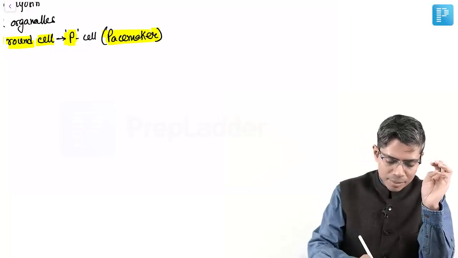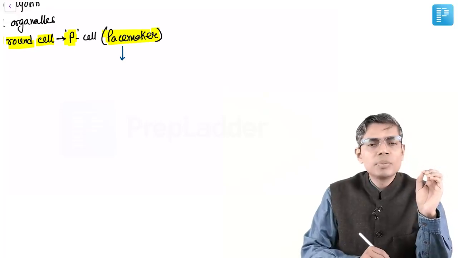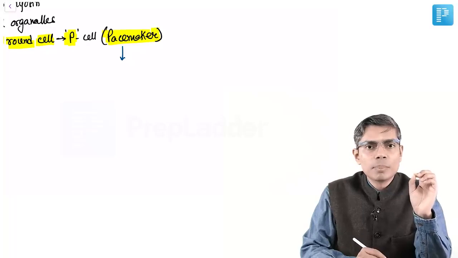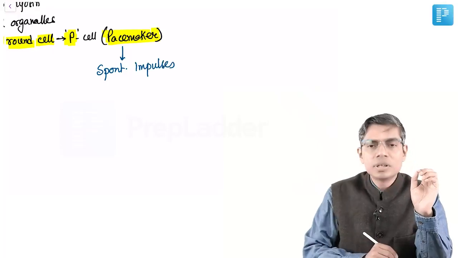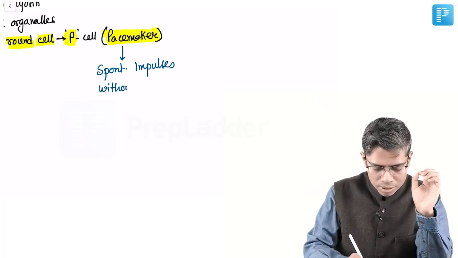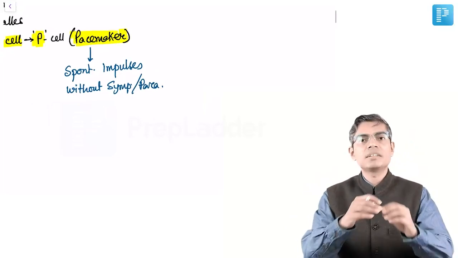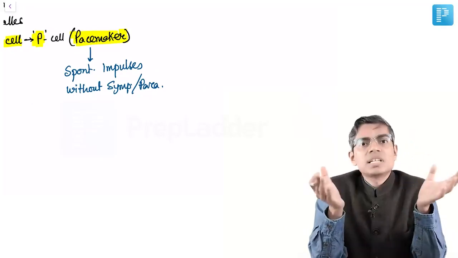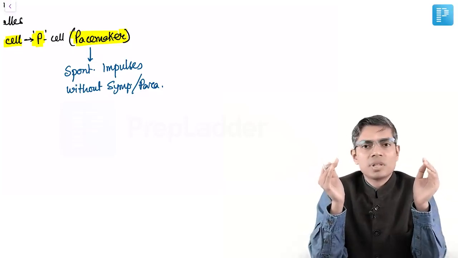So what do you mean by this pacemaker cell? We all know that pacemaker cell means they are capable of generating spontaneous impulses. So I'm writing here, they are capable of generating spontaneous impulses, without the stimulation of sympathetic or parasympathetic system. Getting my point? So pacemaker cell meaning is that they can produce heartbeat spontaneously, automatically, even if you cut your sympathetic and parasympathetic system from the heart.